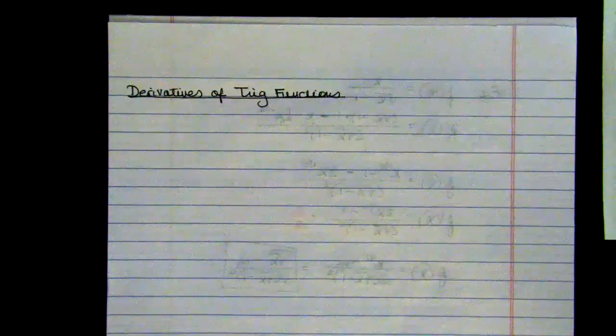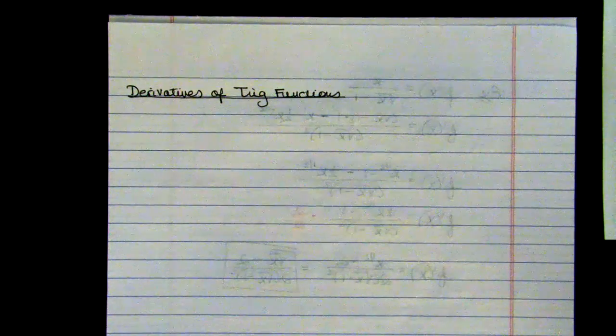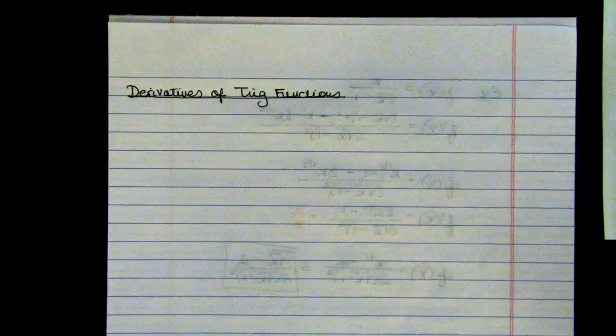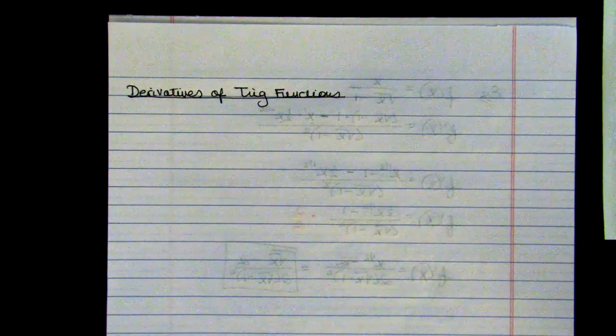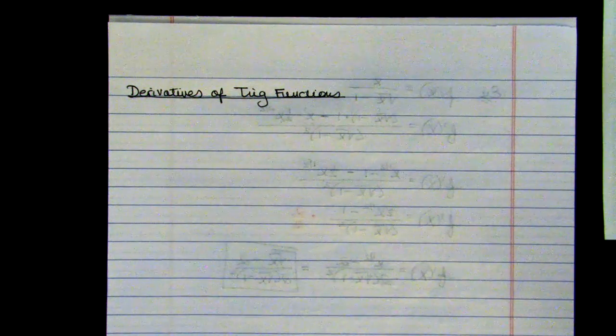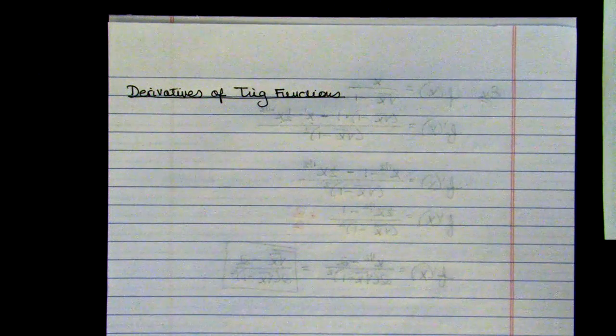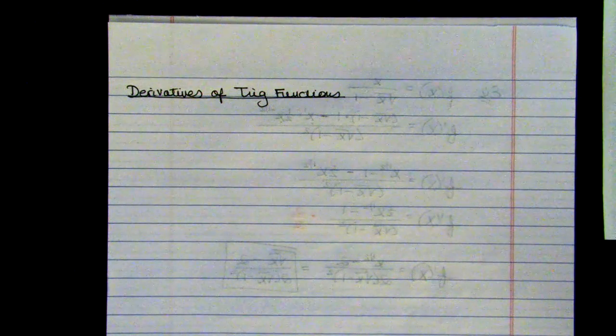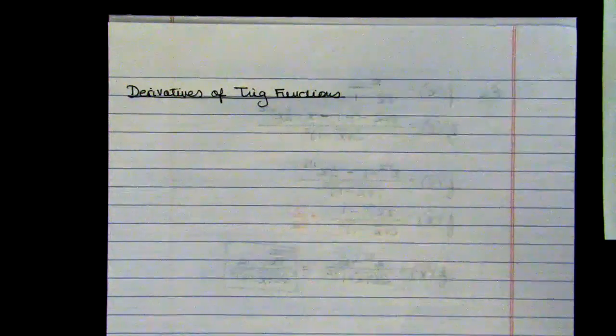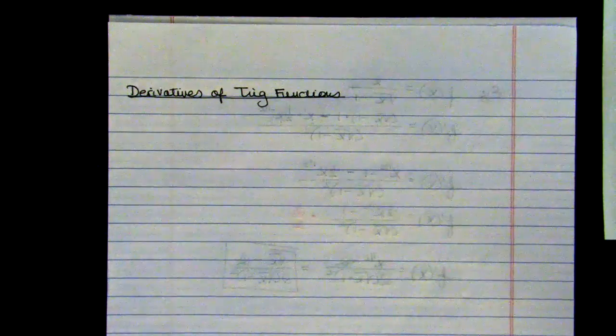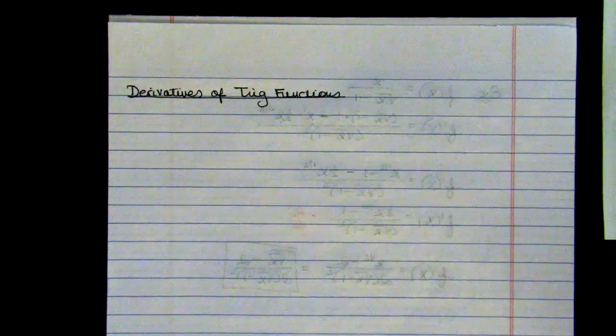So the next thing we're going to take a look at are derivatives of trig functions. We already know how to do the derivative of the sine of x and the cosine of x, but I didn't tell you the derivative of tangent, cotangent, secant, and cosecant. And you're going to see why in just a moment. I had to sort of hold off until we got to this section.